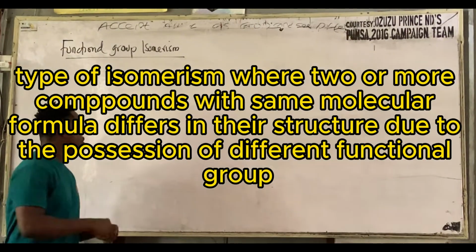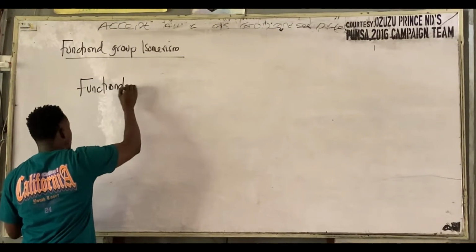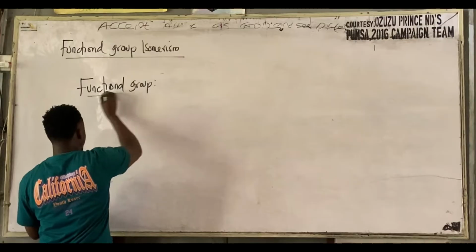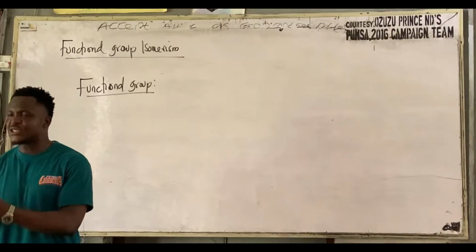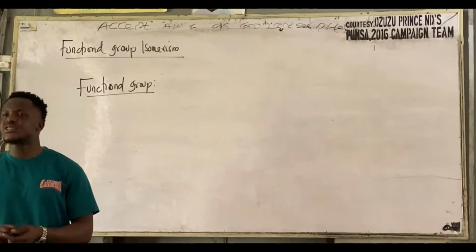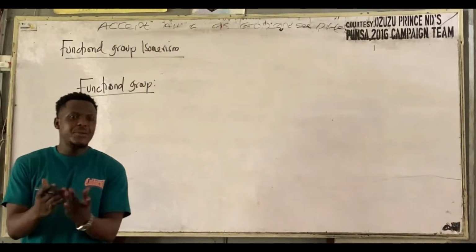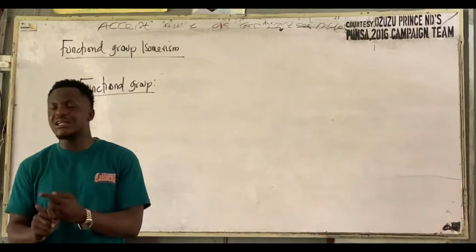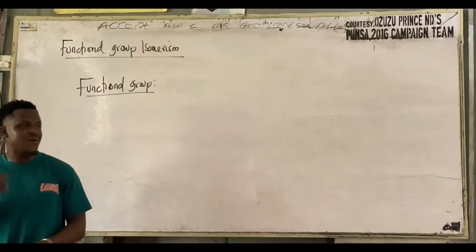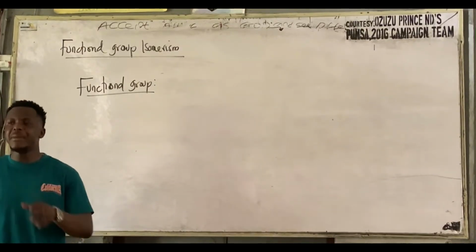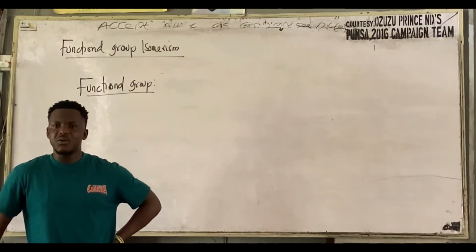Right? Now, before we proceed, it is important we understand what a functional group is. A functional group can be an atom, it can be a group of atoms, or it can even be a bond. So a functional group is an atom or group of atoms that determines the chemical reactivity of a compound.